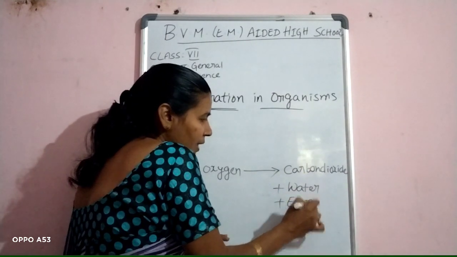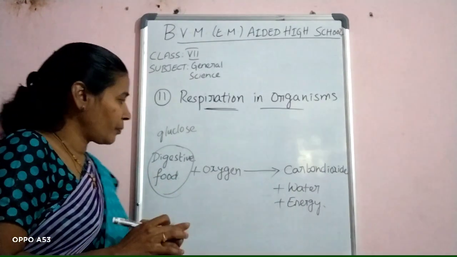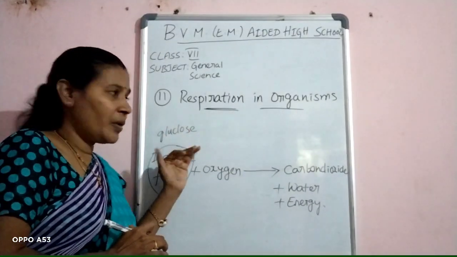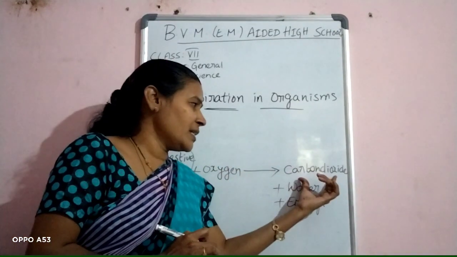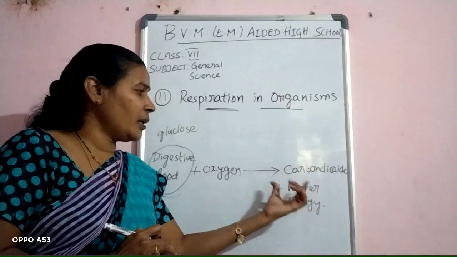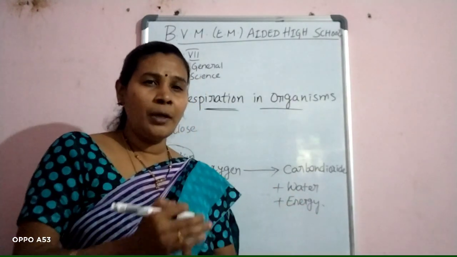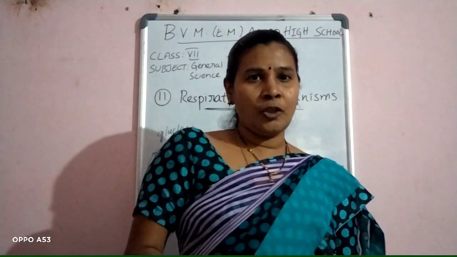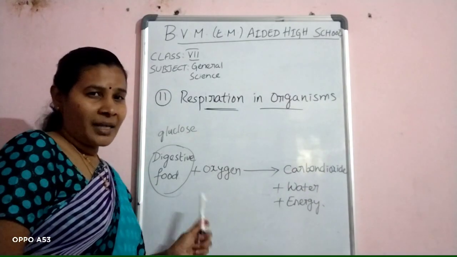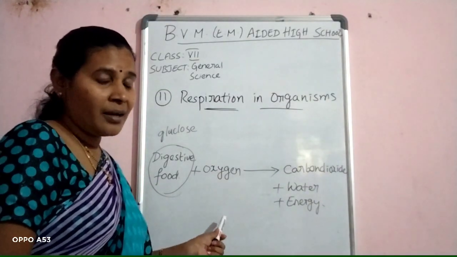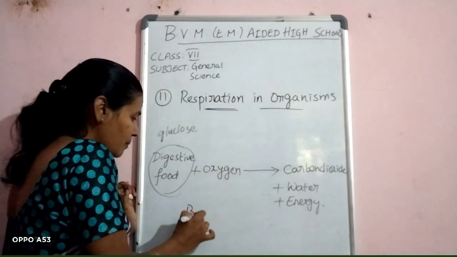the energy also. So like this in our body, glucose in the presence of oxygen releases carbon dioxide, water and energy also. By using this energy, we do many activities. Understood, children? This process is called respiration. That's why this is called the biochemical process.